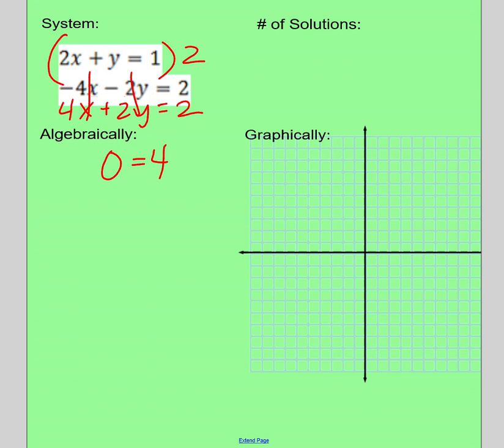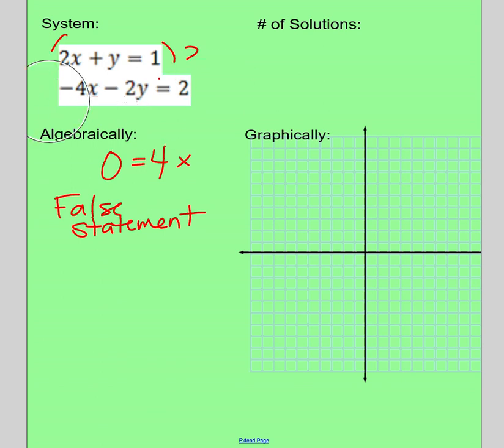So I have no variables to solve for. I can't solve for x, I can't solve for y, I get 0 equals 4. Is that true? Is 0 equal to 4? This is what we call a false statement, okay? Well, let's see what happens when I graph these two, all right? So this top equation, I'm going to erase this stuff up here.